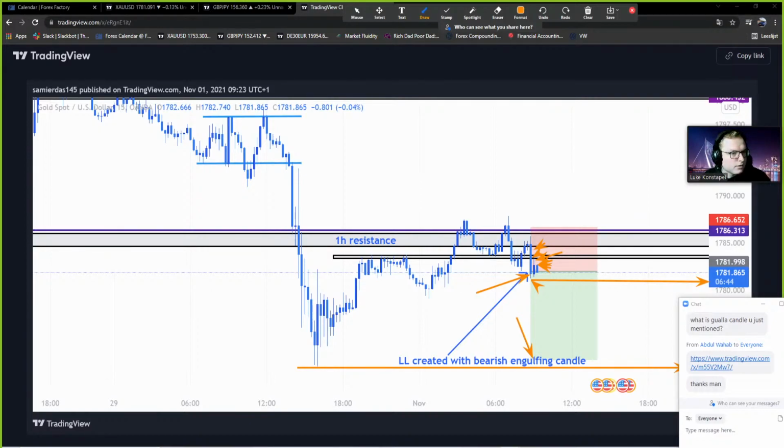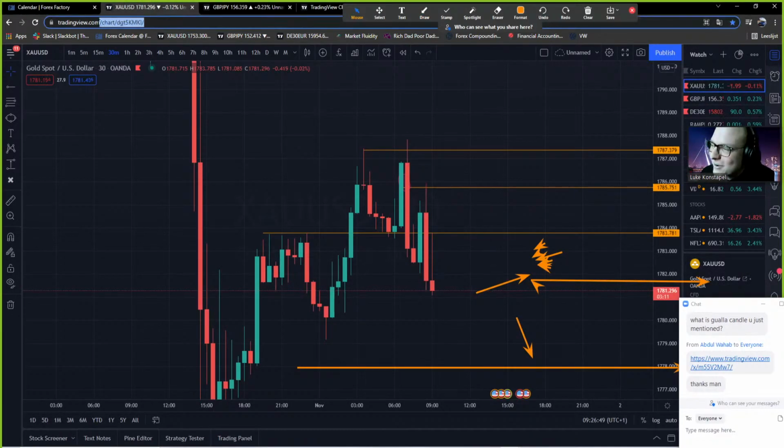GBP USD, please. Honolulu. That's the wrong chart. You copy pasted this part. You need to go into the camera icon.